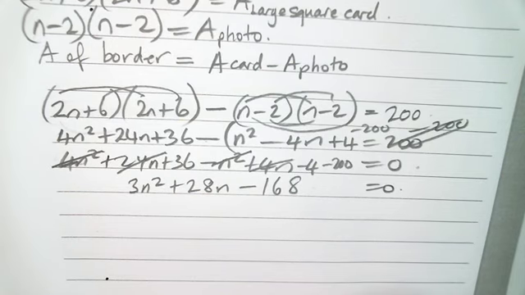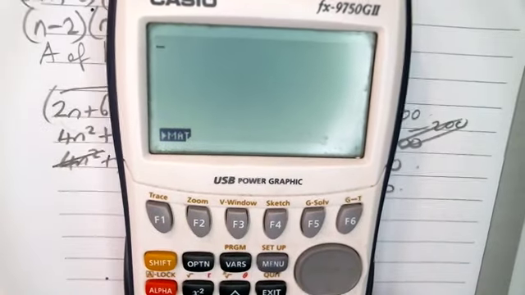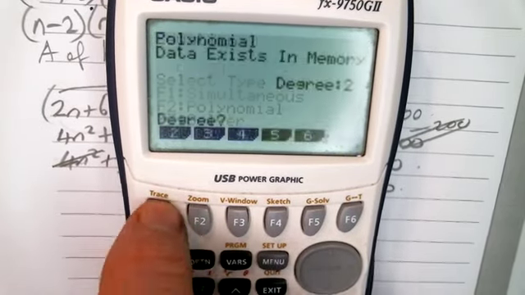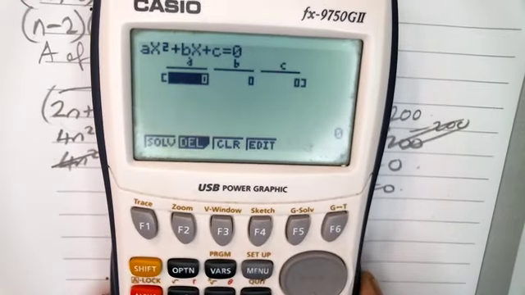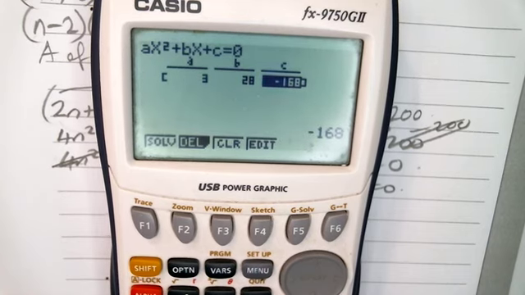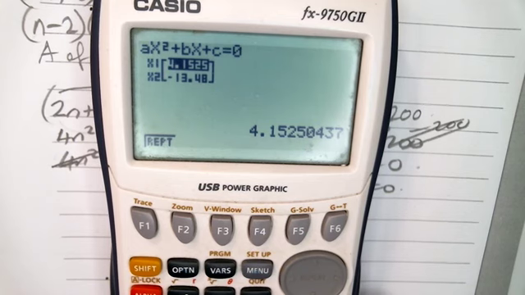So we've got to go ahead and factorize that. I don't think that's going to factorize. In fact, let's just cheat a little bit here. You, of course, would use the quadratic formula. I, on the other hand, have the luxury of not having to do that. So I've got 3, 28 and negative 168, and I'm going to solve for that. That wasn't going to go into brackets too easily with integers.